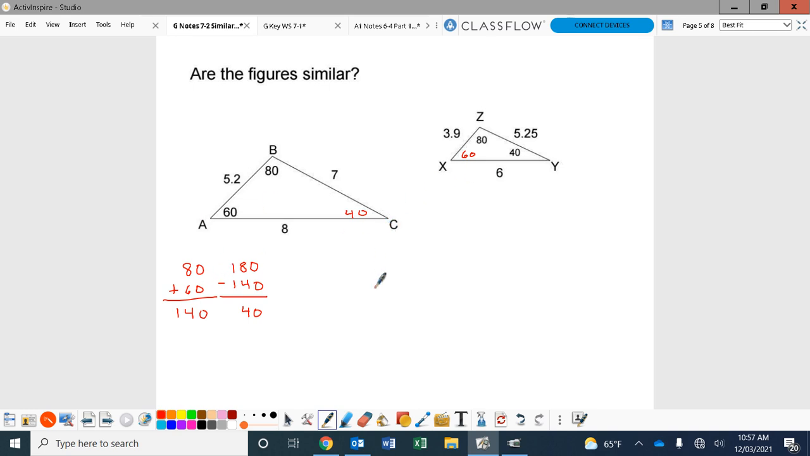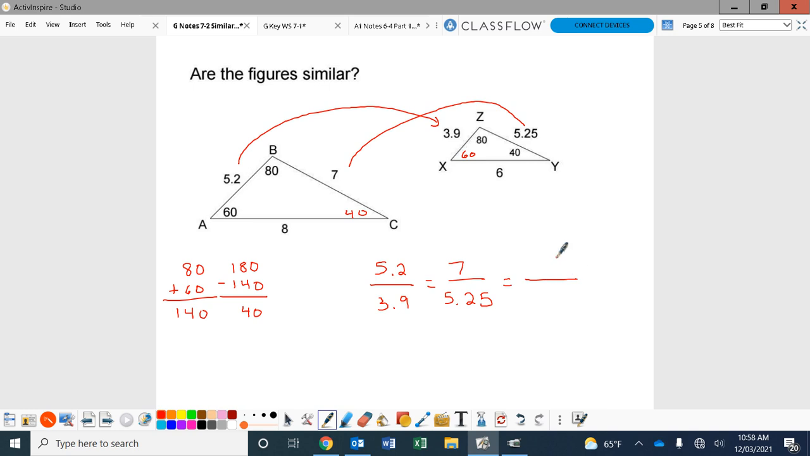Then we need to look at the sides and see if they're proportional. Guys, start from the left, go to the right, unless they tell you otherwise. So the 5.2 is going to go over the 3.9. The 7 is going to go over the 5.25. And then the last one, the 8 is going to go over the 6. Okay, this is going to be calculator work, so grab your calculators, guys.